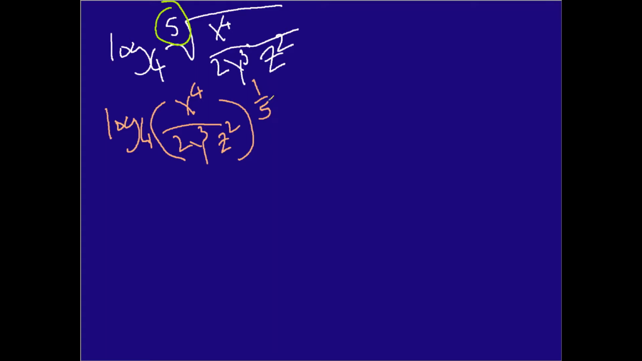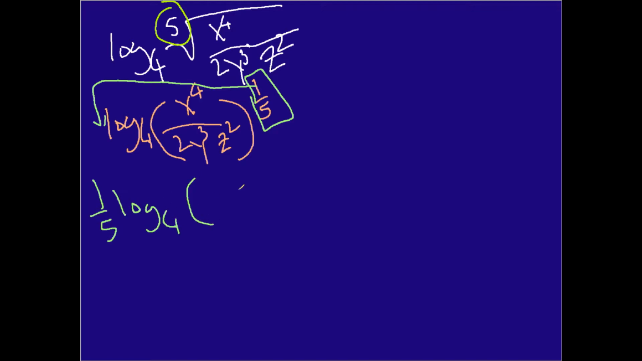Now the next thing that we're going to do is notice that we have this thing here raised to the 1/5 power. So if we use our power property, we can move that right here in front of our logarithm. So it's going to be written as follows: 1 over 5 times log base 4, and then all the rest is going to be the same for now, x to the 4 over 2y to the third z squared, like so.